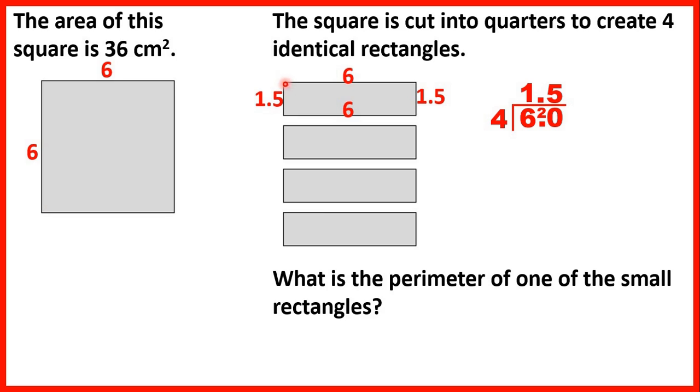centimetres. So to find the perimeter, we need to work out 6 plus 1.5 plus 6 plus 1.5. 6 plus 6 is 12, 1.5 plus 1.5 is 3, and 12 plus 3 is 15. So the perimeter is 15 centimetres.